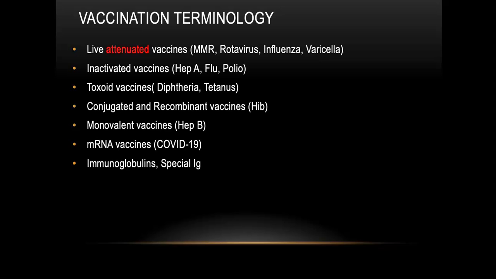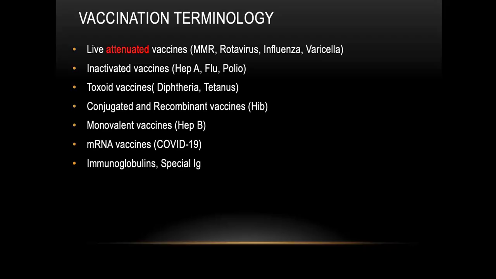So the first one is a live attenuated vaccine. Basically, this is a reduction in the virulence, meaning how infectious the pathogen is. And they do it through measures such as treating it with heat or chemicals so that it cannot make the person really sick, but it's enough for it to cause their immune system to create antibodies.